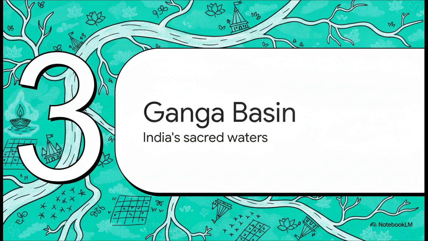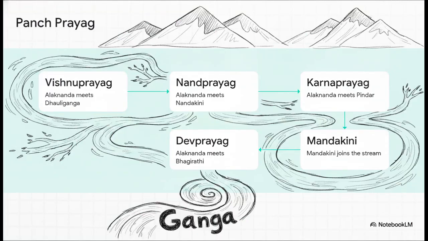Next up is Section 3, Heart of India, the Ganga Basin, tracing the nation's most sacred waters. You know, the Ganga doesn't just miraculously start as the Ganga. It's more like a giant puzzle coming together. Let's trace the Panch Prayag, the 5 sacred, step-by-step confluences high up in the mountains of Uttarakhand. The Alaknanda River gathers force, merging first with the Dali Ganga, then the Nandakini, the Pindar, and the Mandakini.